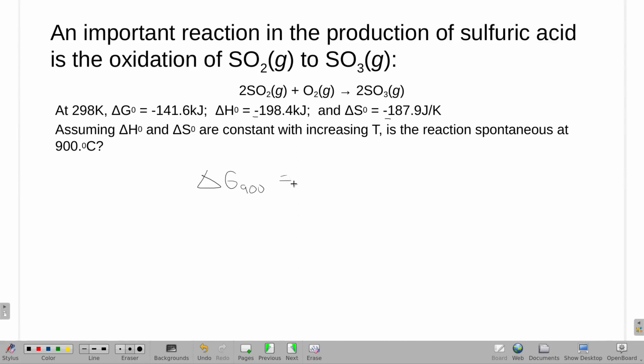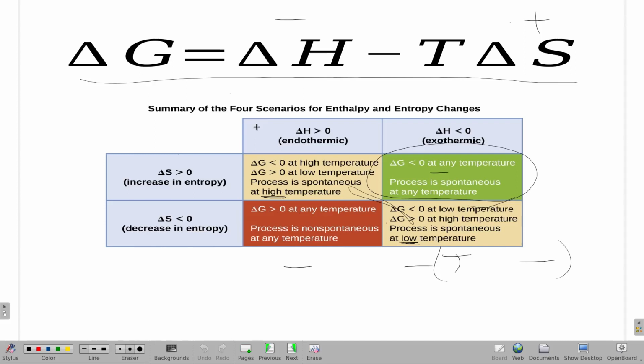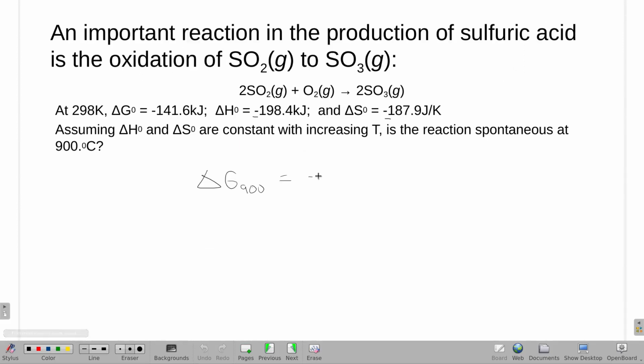We're going to do that by using Gibbs equation: delta H minus T delta S. So our delta H is negative 198.4 kilojoules. Our temperature is 900 degrees Celsius, but we want Kelvins, so 1173 Kelvin. And our S is negative 187.9 joules.